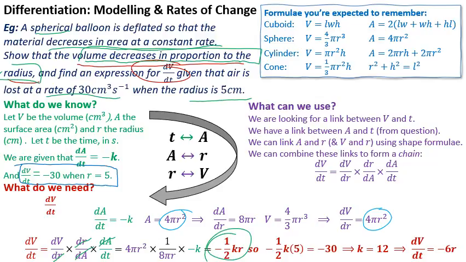So this last bit is replacing r, the radius, with 5, and then replacing dV by dt with minus 30. We rearrange, we solve, we find k, and we go back and we substitute that value for k back in. We get dV by dt is not just minus a half kr, but it's minus a half of 12r. In other words, minus 6r. That is the expression for dV by dt. The rate at which the volume changes will be greatest when the radius is the greatest, and it's going to get smaller and smaller as the radius decreases.